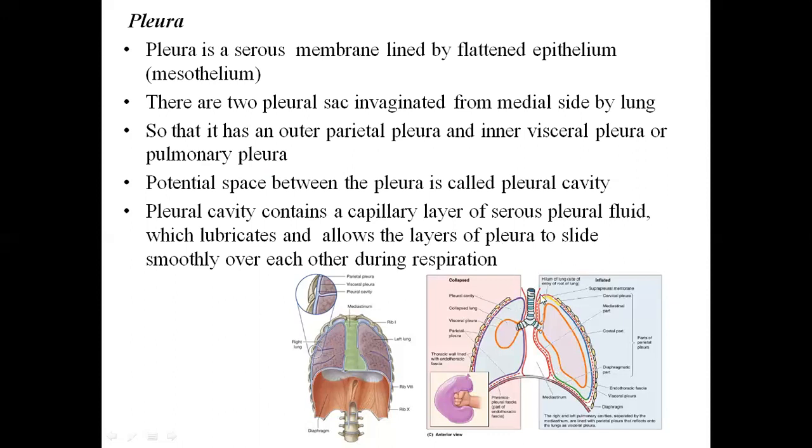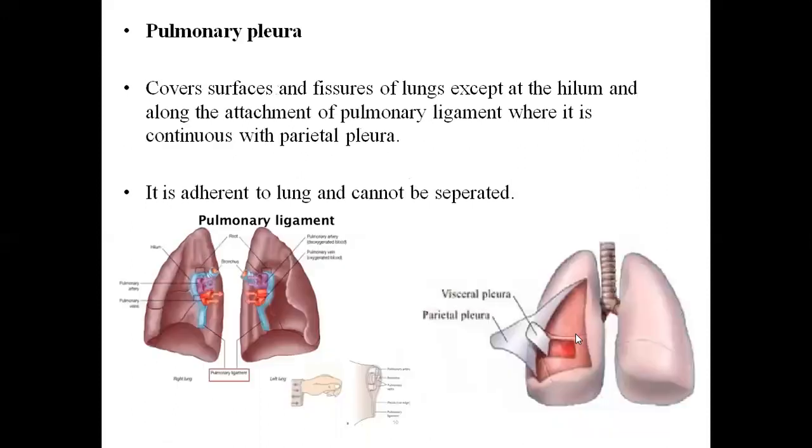So the lung is invaginating the pleura from the medial side. It has a parietal pleura and the visceral pleura, and the space is called the pleural cavity. And the pleural cavity is filled by the serous pleural fluid, which lubricates and allows layers of pleura to slide smoothly over each other during respiration, because during respiration the lungs move, expand and recoil, so it allows the free movement of the lung.